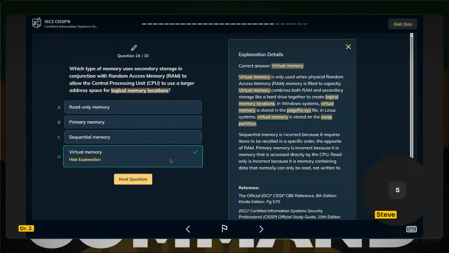Virtual memory is used when physical random access memory is filled to capacity. So virtual memory combines both RAM and secondary storage like a hard drive together to create logical memory locations. In Windows, virtual memory is stored in the page file system, pagefile.sys file. In Linux systems, virtual memory is stored in the swap partition. Yeah, I did say page files. Yeah, you did.